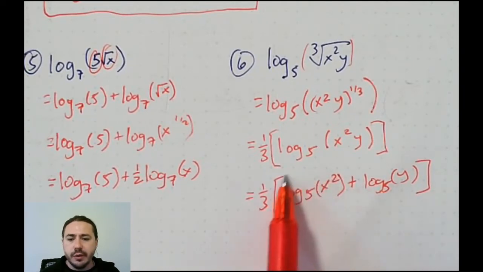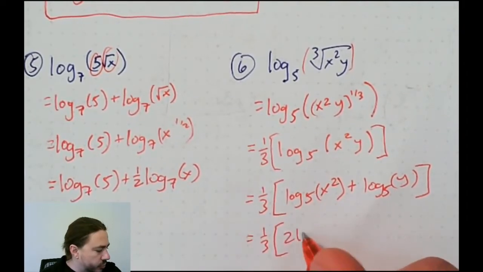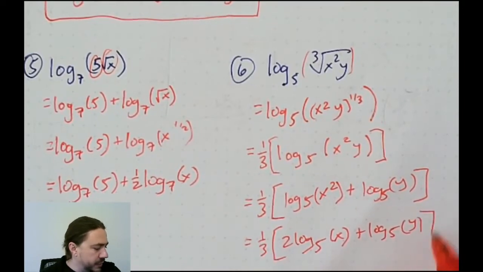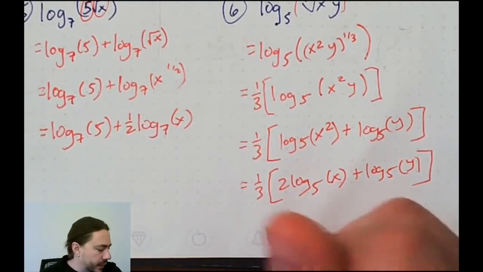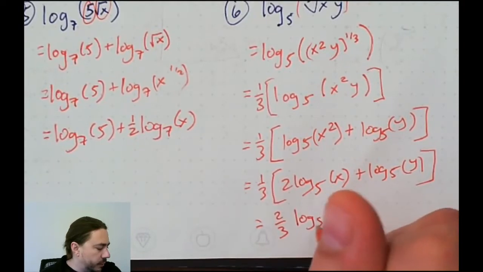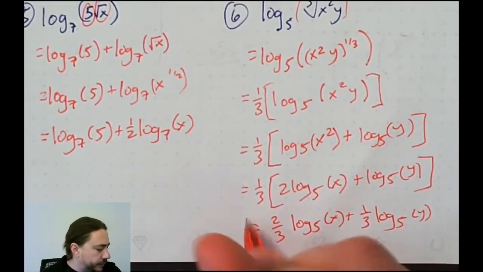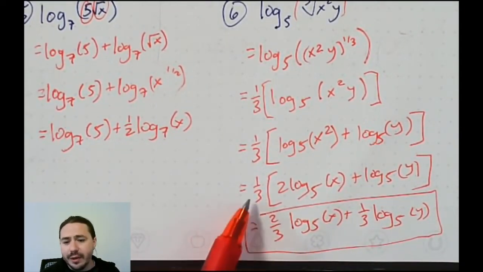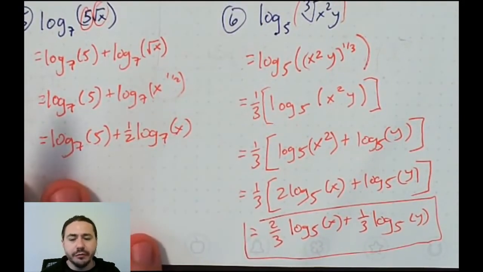The last thing to do would be to move the 2 over here. And so I get 1/3 times 2 log base 5 of x plus log base 5 of y. You can pretty much be done here, although you could multiply the 1/3 back in if you want to. You don't have to do that, but if you choose to, you'd get 2/3 times log base 5 of x plus 1/3 log base 5 of y. I don't know which one you're going to see, but if you can get this far, it should be pretty obvious how to take it to the next step if you needed to for some reason.